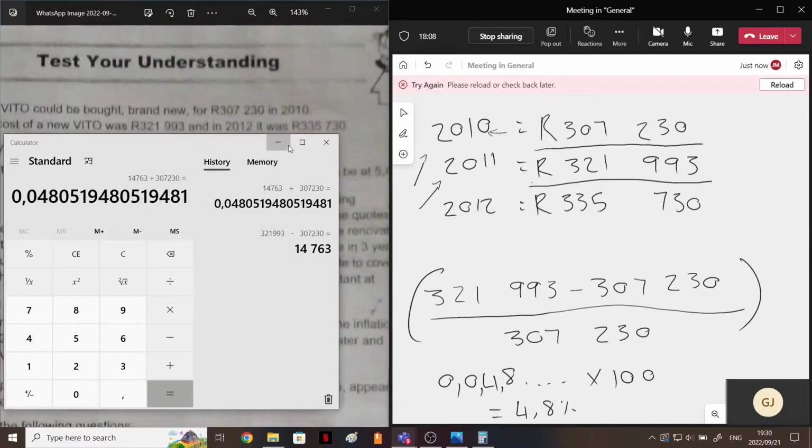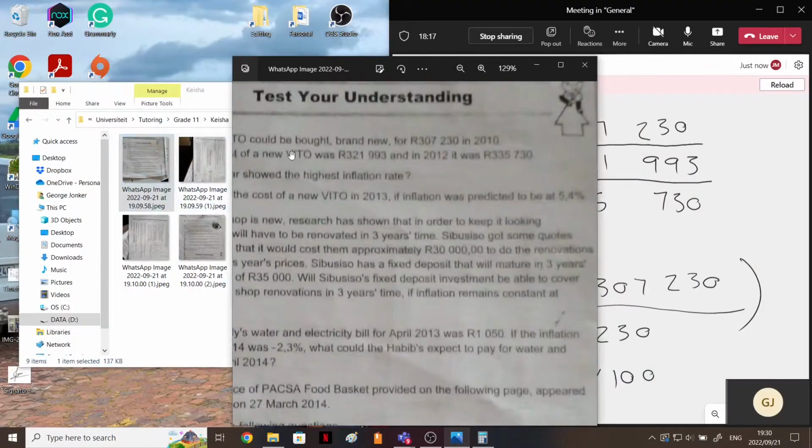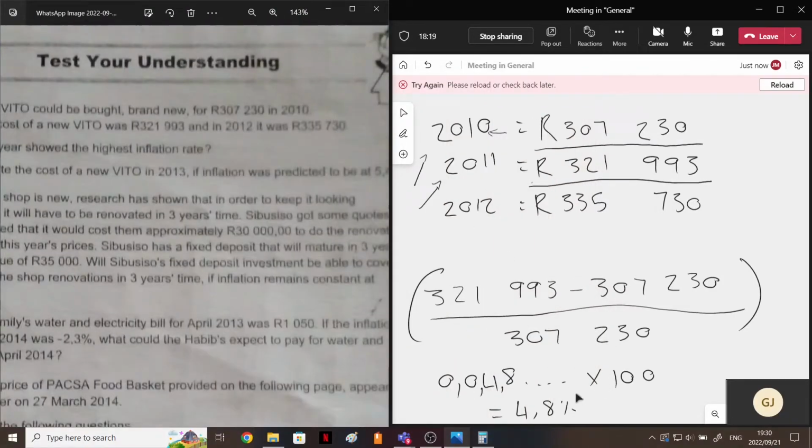Now, that's not the end of our question. The question states, which year showed the highest inflation rate? So we obviously know that we need to compare 2 years. This 4.8% is for the 2010 to 2011 year. What we now need to do is make sure that that is either higher or lower than the change from 2011 to 2012. So we're going to do this exact same thing, but for these two now, right? For 2012 and 2011.